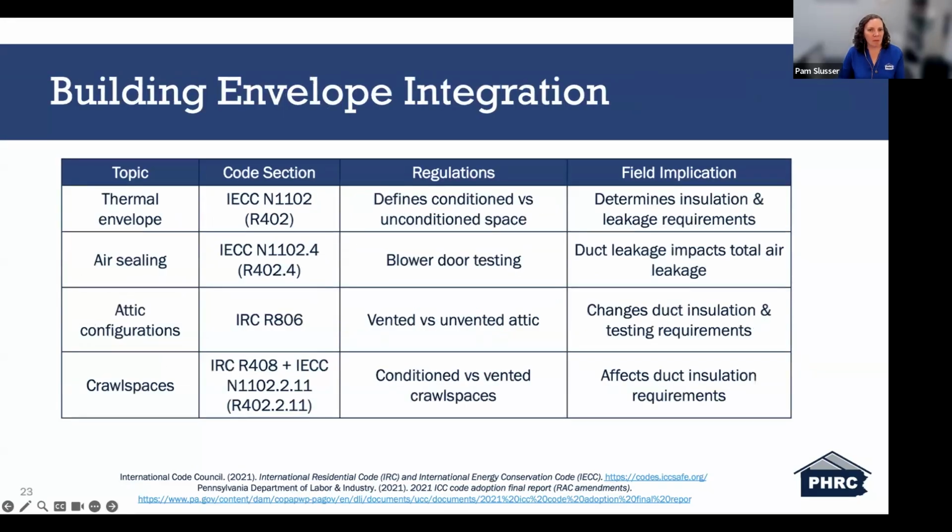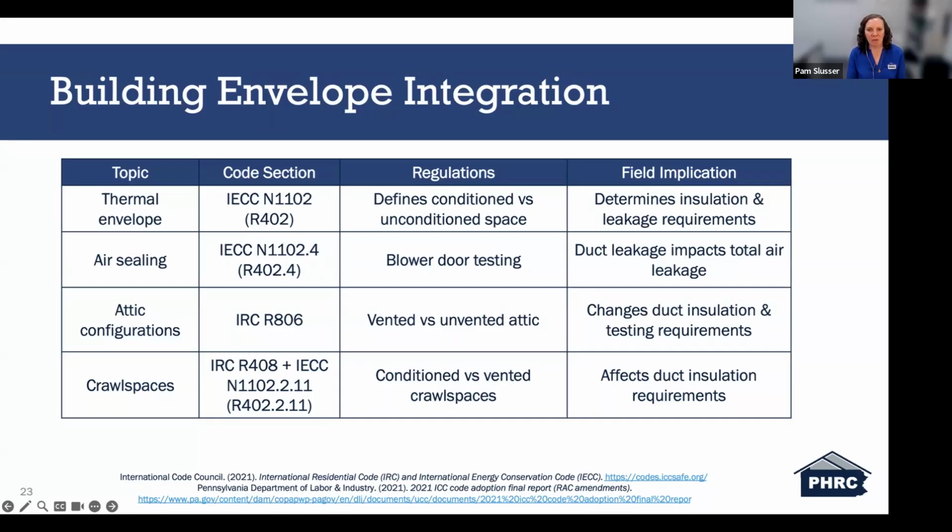And the last part of the table that I created pretty much ties everything together by connecting the duct systems to the building envelope. Like the others, it was developed from the base codes as well. The thermal envelope defined under N1102 establishes what is considered conditioned versus unconditioned space, so you can find more information there. I also reference the areas in the code that pertain to air sealing, attic configurations, as well as crawl spaces.